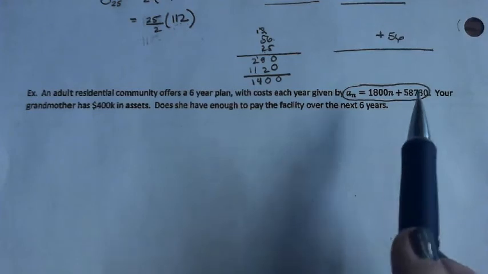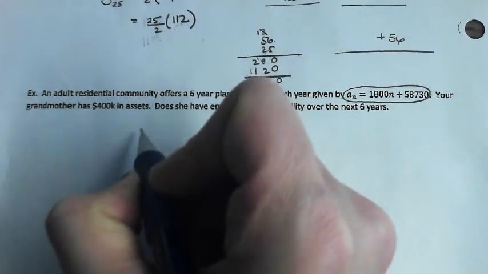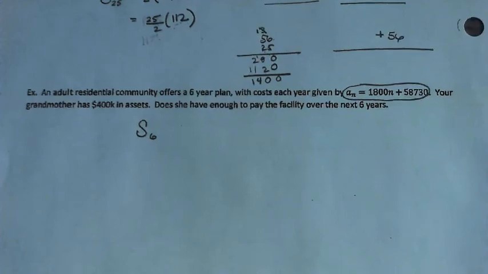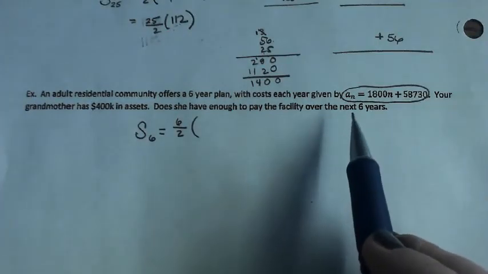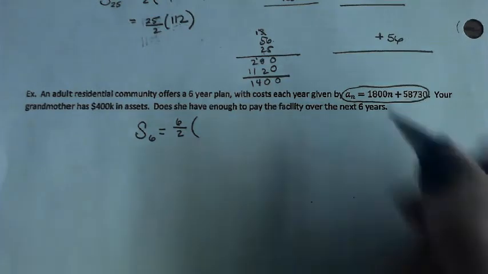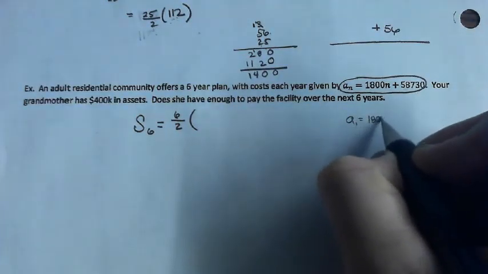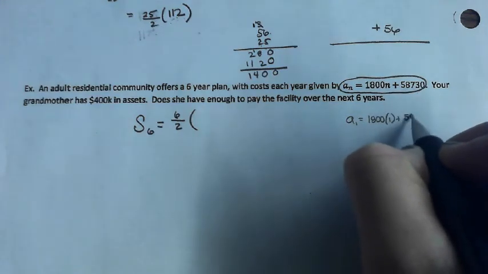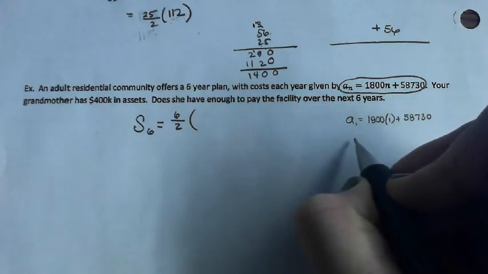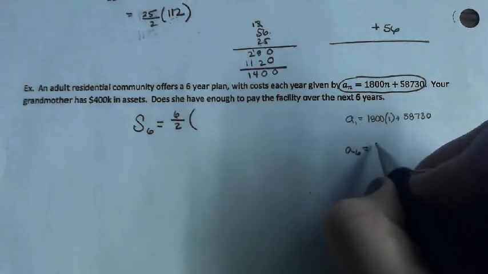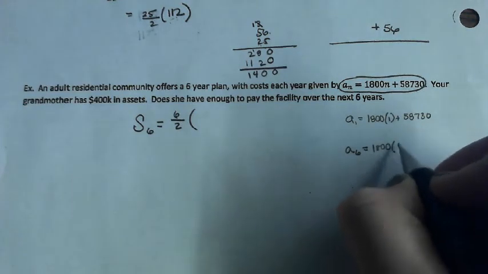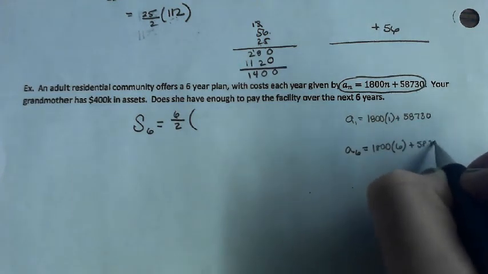So if we want to find our series total, we would do S sub 6. I'm just using the formula. N is 6 divided by 2, so there's 3 pairs. And then your first term is what? We have to find that out, don't we? A sub 1 equals 1,800 times 1 plus 58,730. And then we're also going to have to find A sub 6, the last term, which will be 1,800 times 6 plus 58,730.